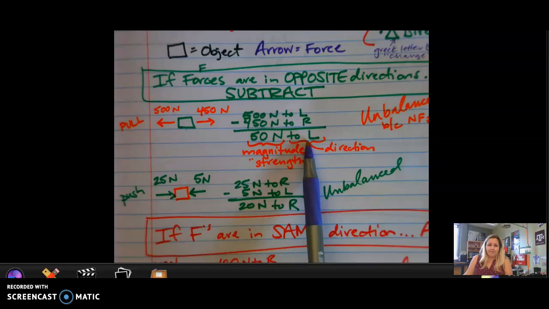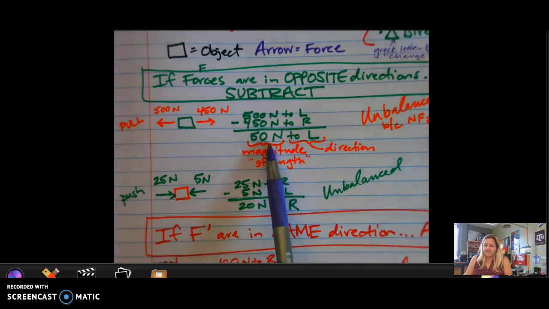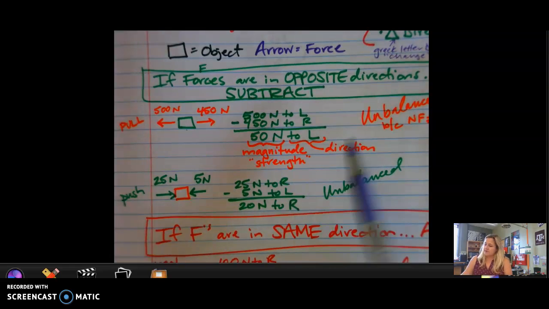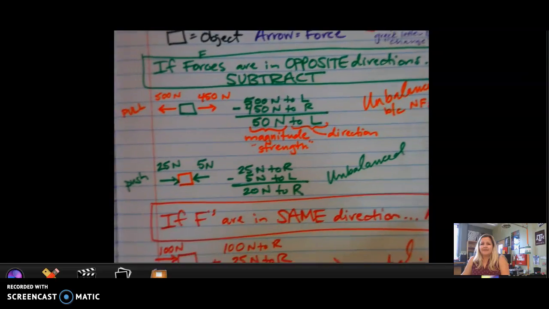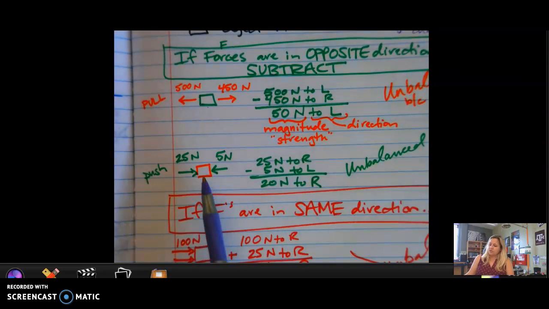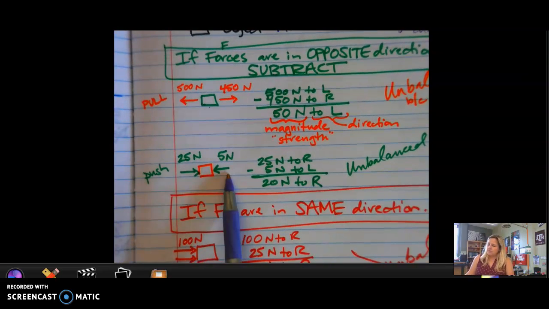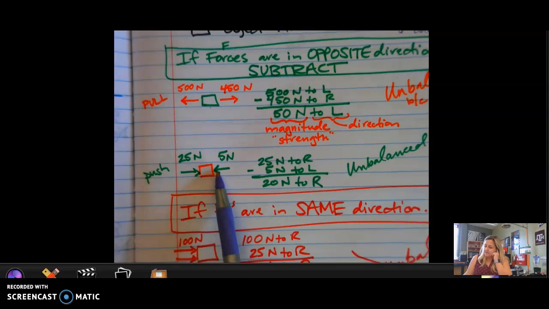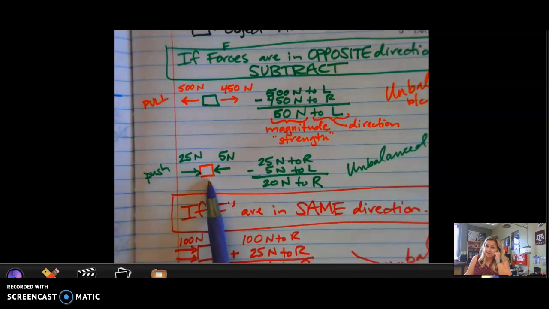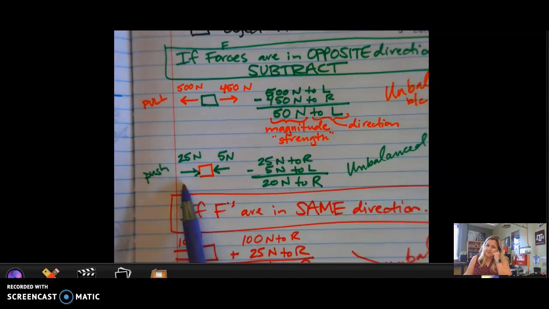So looking at my net force, it is 50. 50 does not equal 0, so it is unbalanced because of that. Okay? But maybe instead of a pull, we have a push. So two different forces, just throwing in some different numbers. So notice they're both going towards the object. All right, so they're pushing in on the object, but they're still going in opposite directions.